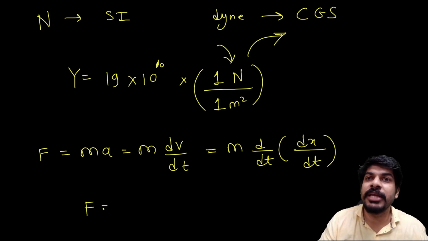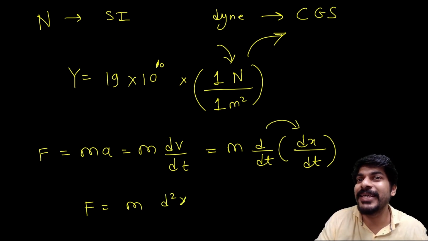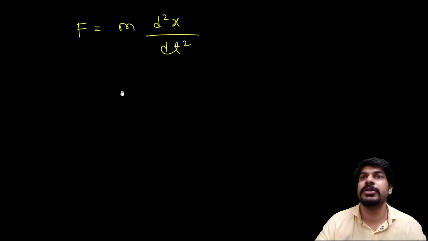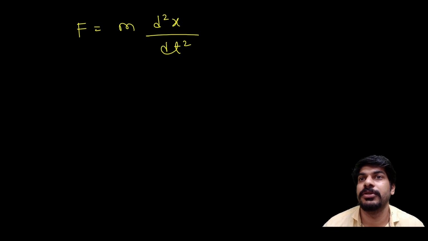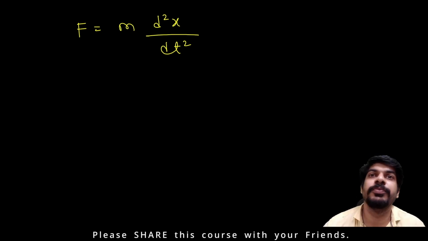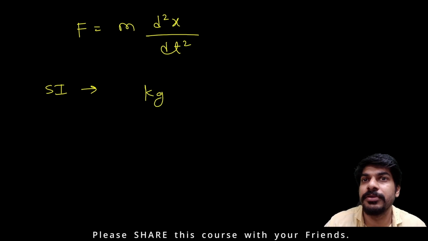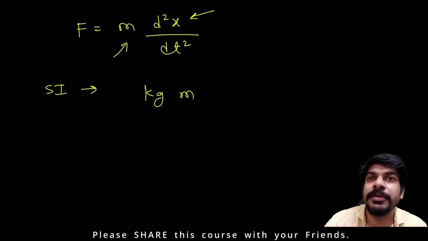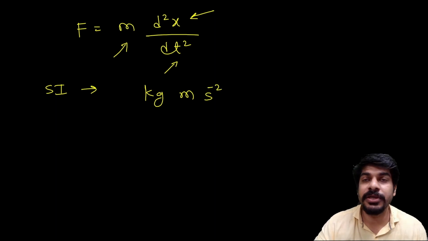In this way force can be written as m, and when we do this calculation, it will be d2x upon dt squared. This is called the double differentiation. So from this we can get the units of force. If I go in the SI unit system, the unit of force would be nothing but kg for the mass. Then here we have x, the distance, that will be measured in meter, and here you can see time squared, so it will be second inverse squared because it is in the denominator.